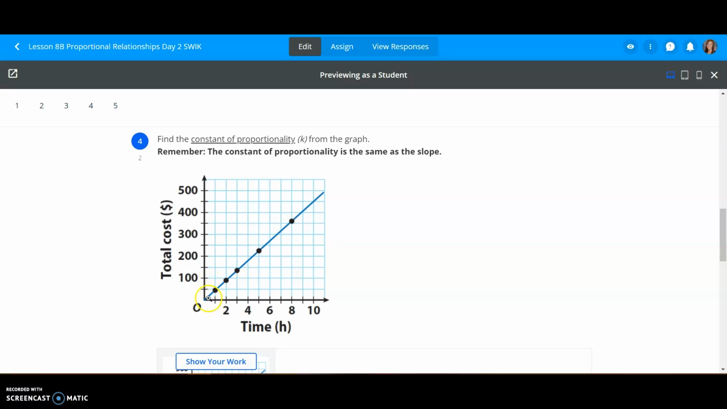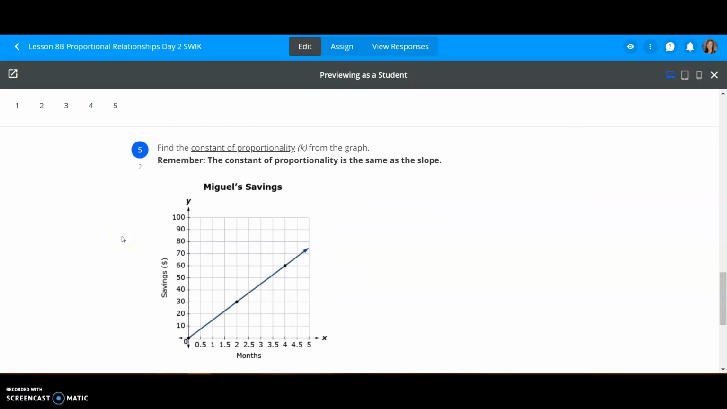So if you look at your graphs, choose any of the points on the graph and just count out your slope, which is the rise. So you're doing rise over run. As always with these kind of graphs, double check what you're counting by on the y-axis for your rise and check what you're counting by on the x-axis for your run because it's not always counting by ones. So find your constant of proportionality in number 4 and for number 5.